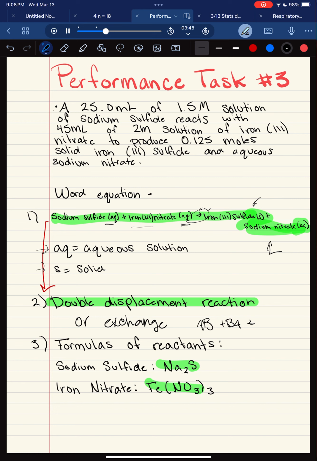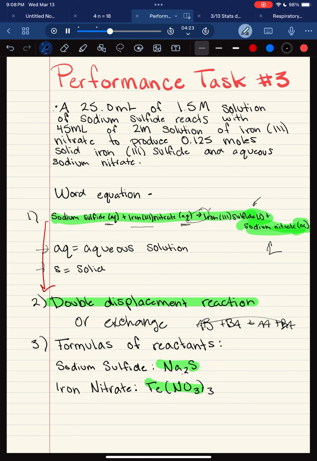So we're going to write the formulas of our reactants. We have Na2S for sodium sulfide. The Na represents sodium with the subscript 2, which indicates there are two sodium atoms in each molecule of sodium sulfide, and the S represents our sulfur. So Na2S means that in each molecule of sodium sulfide, there are two sodium atoms and one sulfur atom.